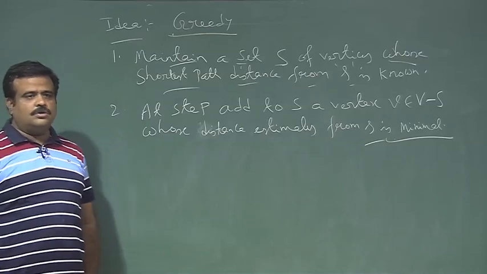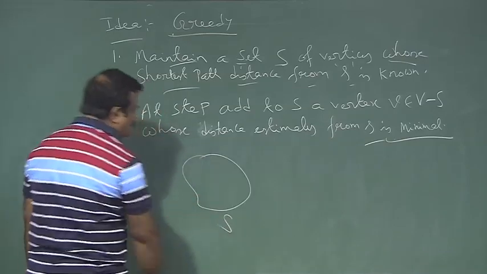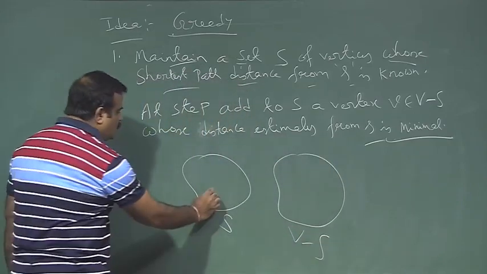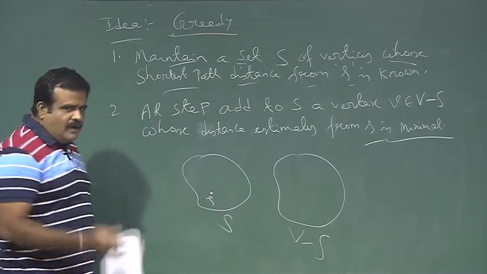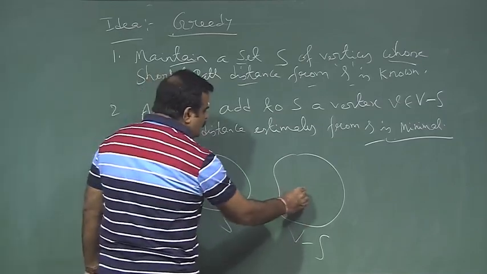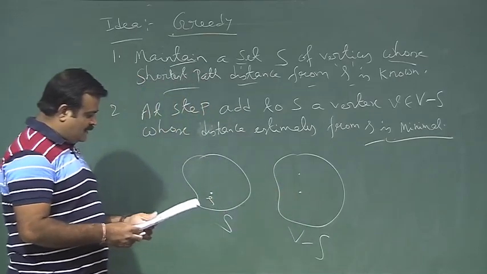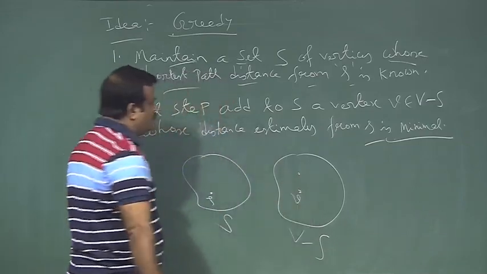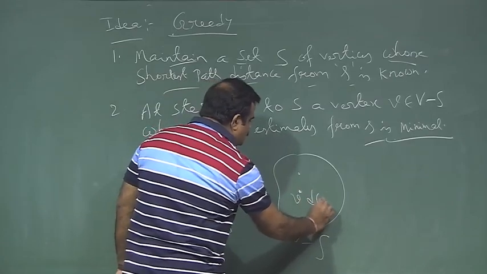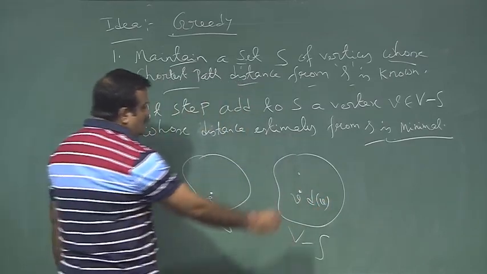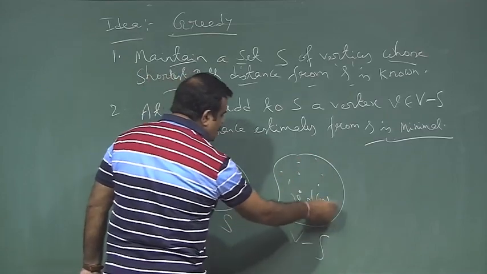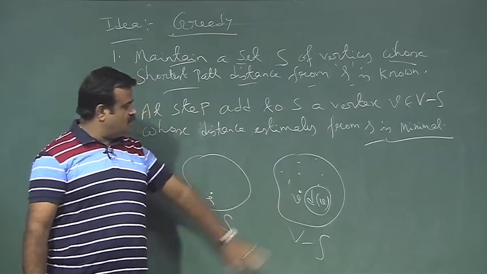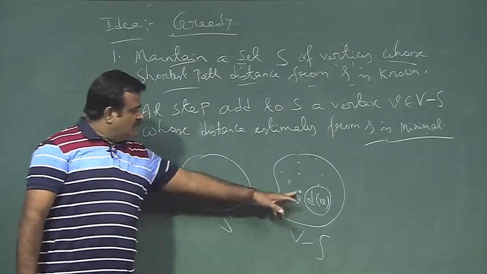So what do we do? We have the set S. Now this is V minus S, all the other vertices, and small s is in S. Every time we are adding a vertex from these vertices, which have some distance estimate. V is one of the vertices, and it has some distance estimate. We denote this by d of V. We will come to the pseudocode. d of V denotes the distance estimate from S to this node V.